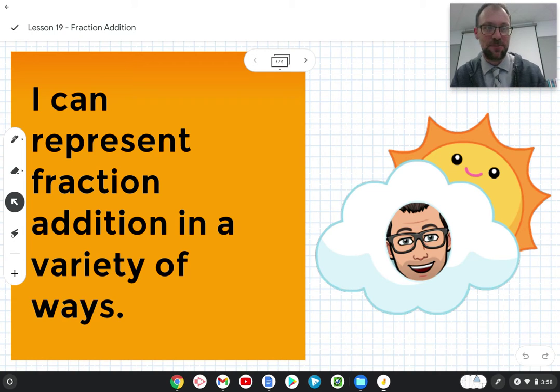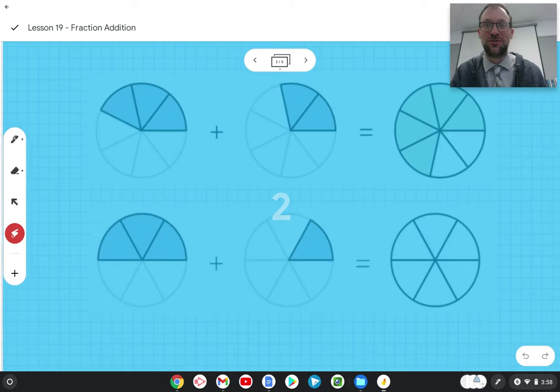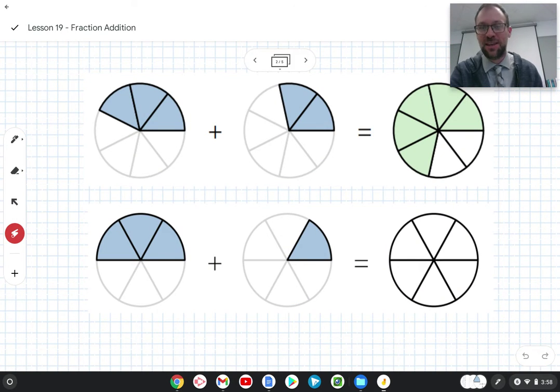Today's learning target is I can represent fraction addition in a variety of ways. You're going to be coloring and drawing and using number lines today. So let's take a look here at the first type of problem you're going to work with in your review of fraction addition. Here we have some drawings. As you can see here, there is this drawing plus this drawing equals this drawing.